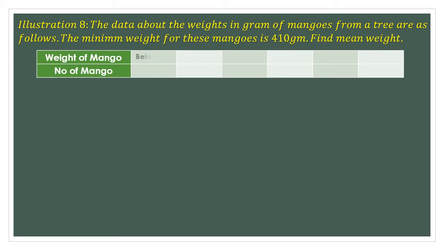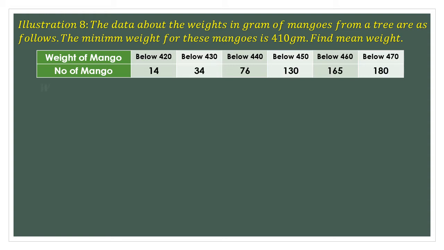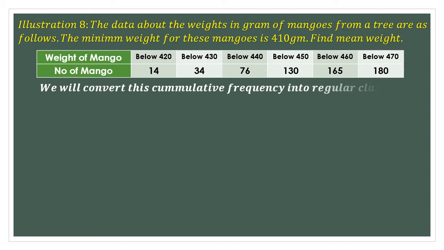Now the data is a bit different as the weight of mango is given as below 420, below 430, below 440, below 450, below 460, and below 470. Now it means that this is not data given in classes, rather this is data given as a cumulative frequency. Below 420 is included in below 430, below 430 is included in below 440. So the frequencies which are given here are the cumulative frequency, and that means we will convert this cumulative frequency into a regular classed distribution. Okay, so that's what we need to do.